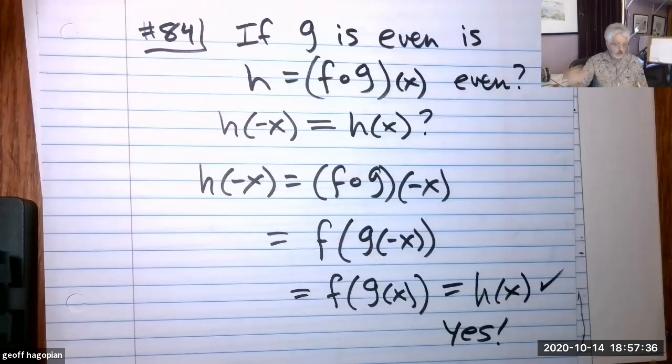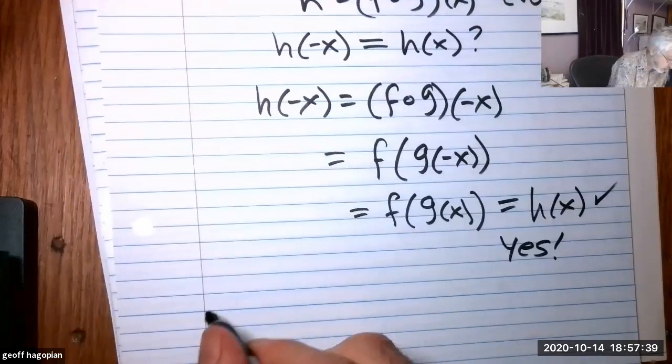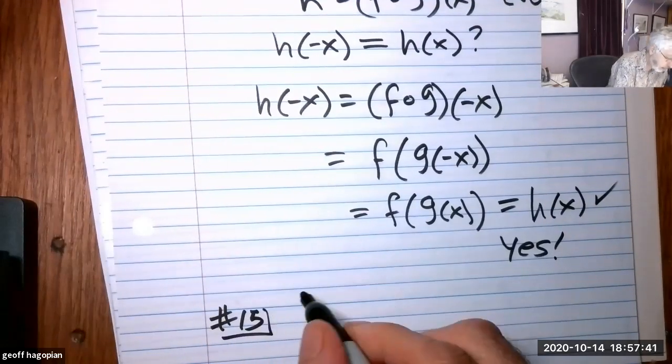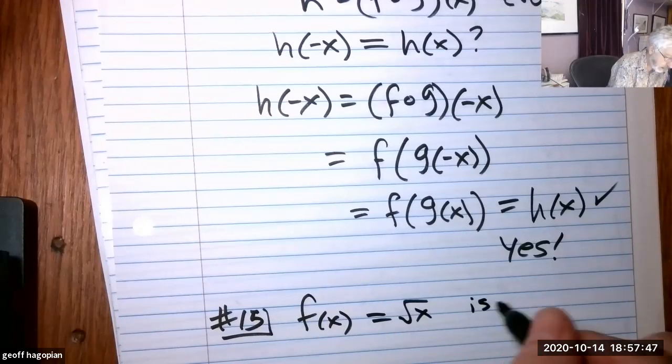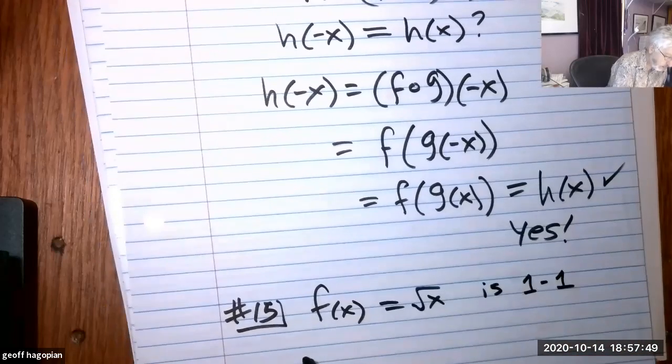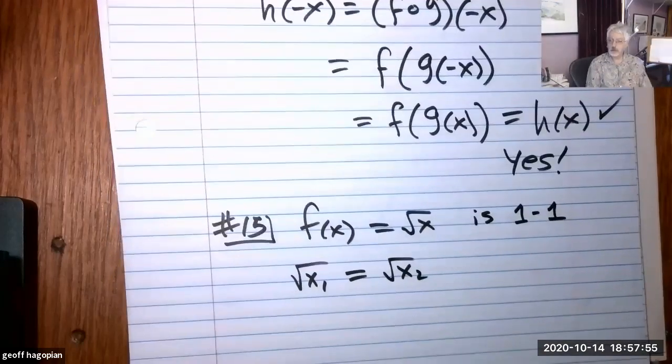Yeah. Okay. So this is number 15. We have f of x equals the square root of x. So this is 1 to 1. How do we know? Well, suppose that square root of x1 equals square root of x2. If the outputs are equal, does that mean the inputs are equal? Yeah, not so obvious. And you kind of have to think about it logically. How is it possible that the positive square root of one number is equal to the positive square root of another number? That's only possible if the two numbers are equal, right?